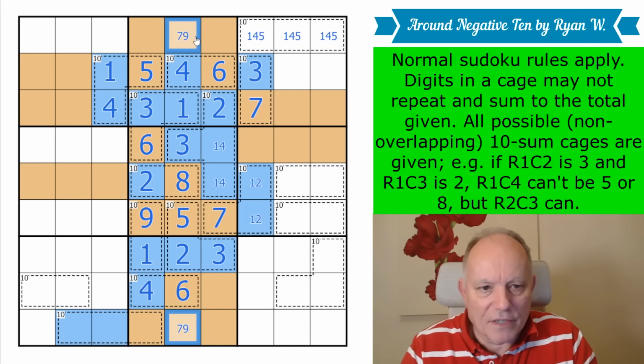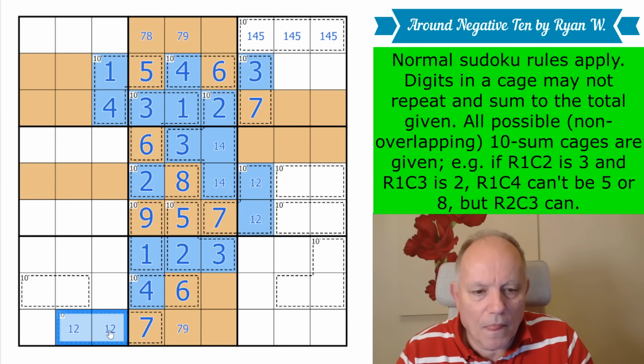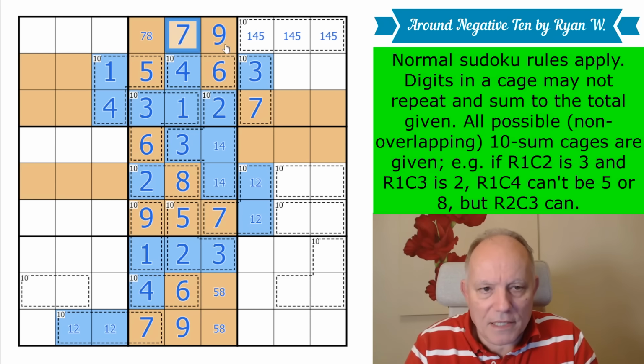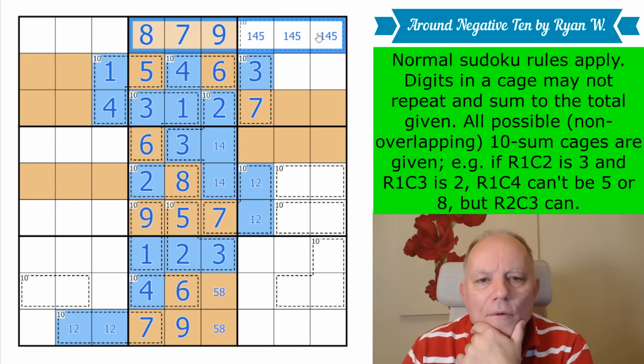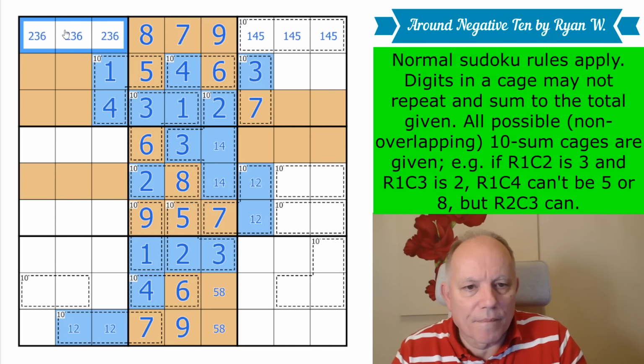Those digits are 7 and 9 in the column. These are 7 and 8. Now, we know this one can't be an 8 down here because of this cage. So that's a 7, going with a 1 and a 2 in its cage. This is a 9. That's a 5-8 pair. That's a 9. That's 7. That's 8. Wow, and suddenly this all comes together. Right, 9, 7, 8, 1, 4, 5. That's a 2, 3, 6 group.